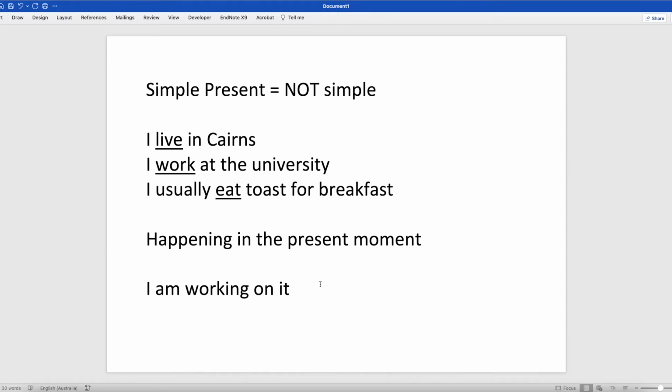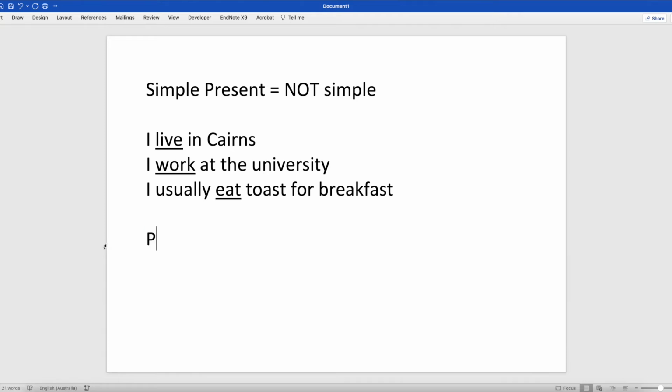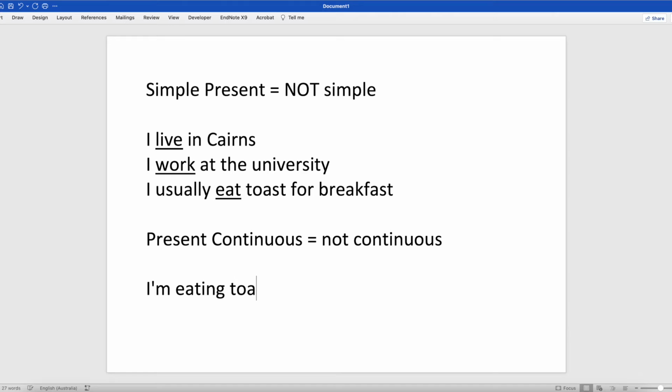The present continuous tense, it's not really continuous, because if you say I'm eating toast right now, that's not an event that's going to continue very far into the future. That event is going to continue for however long it takes for me to finish my toast, and then it's going to stop. So it's not continuous at all.